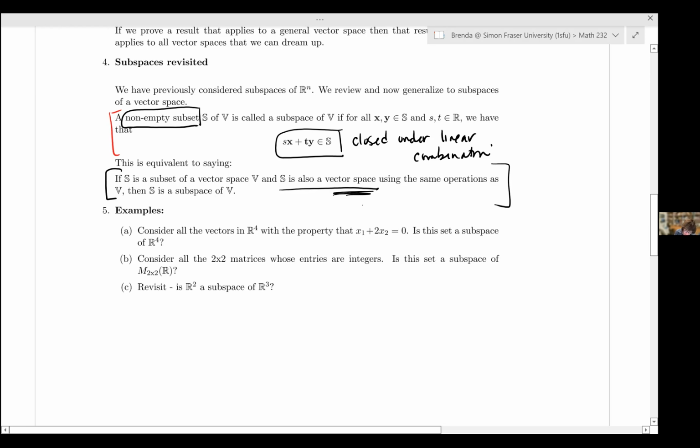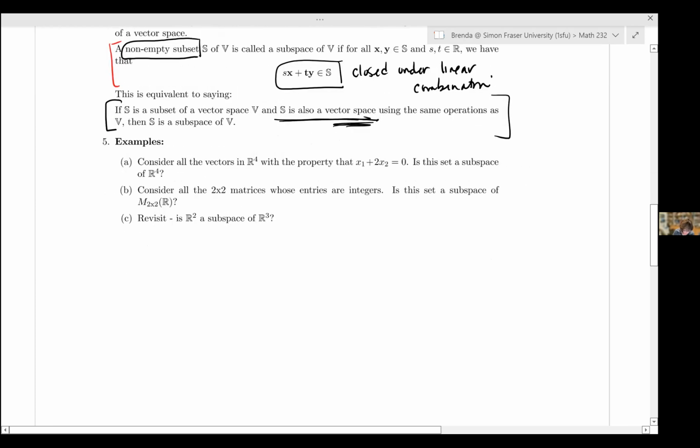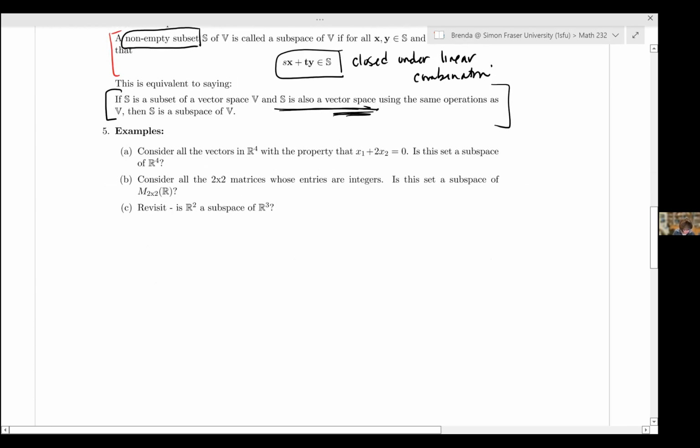If we wanted to show something was a subspace, what we would do is confirm that it's a subset. And then rather than checking for closed under linear combination, which is what we've been doing prior, we would check whether all of those rules are satisfied for the set S. And then we would know it's a subspace. So let's just do two examples, and that's pretty much going to conclude what we're doing. This is a very short thing, and this is the limit of what I expect you to be able to do after this lecture. We're really not emphasizing this.